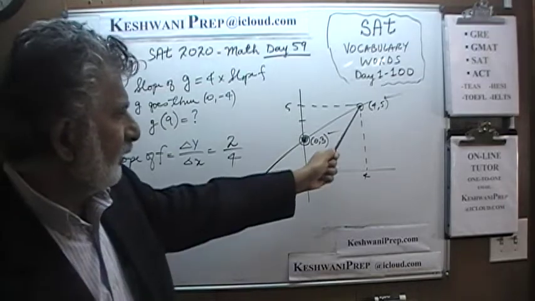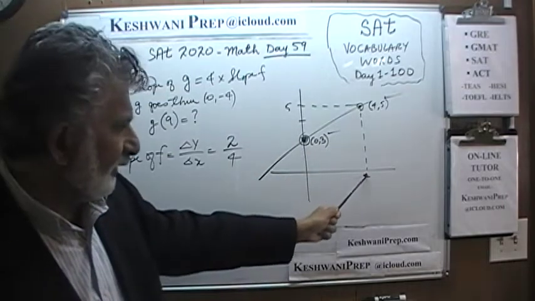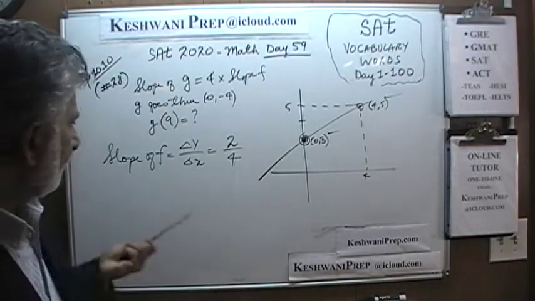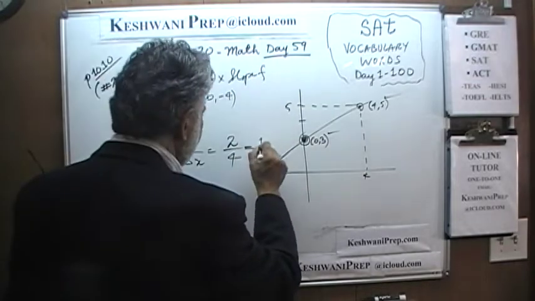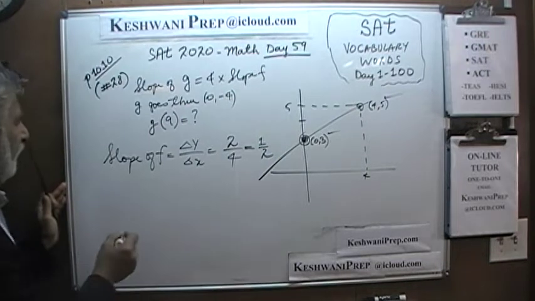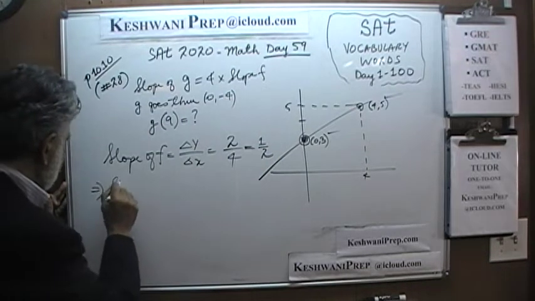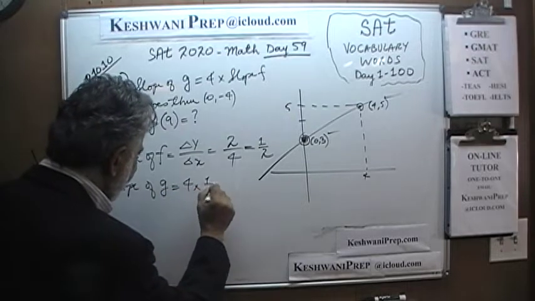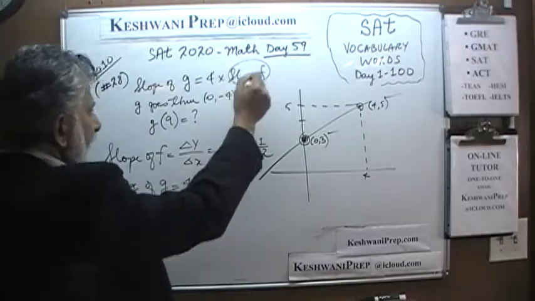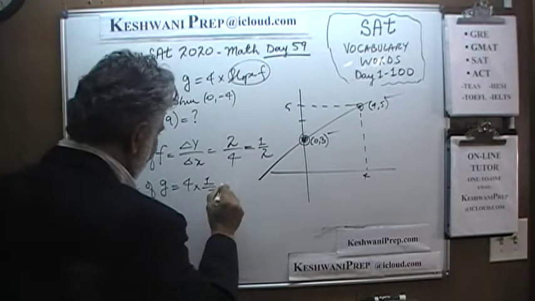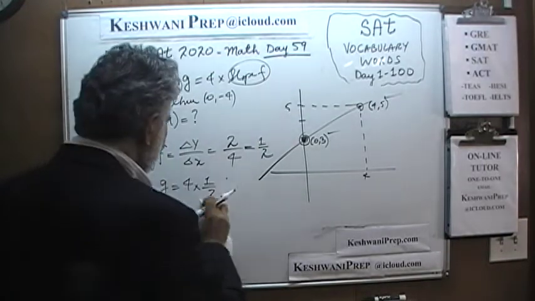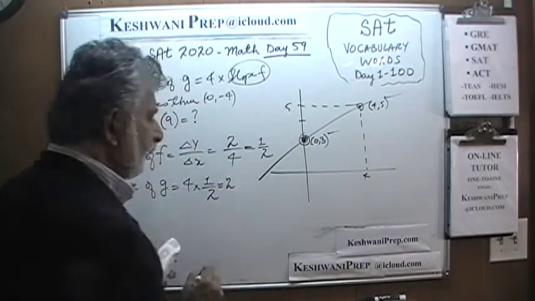That's it. In other words, going from here to here, the change in x is 4, the change in y is 2. It goes from 3 to 5. That's all, it's half. So that makes our life easy, which implies that the slope of function g must be 4 times half, because it's 4 times the slope of f. 4 times half is just 2. Very good.